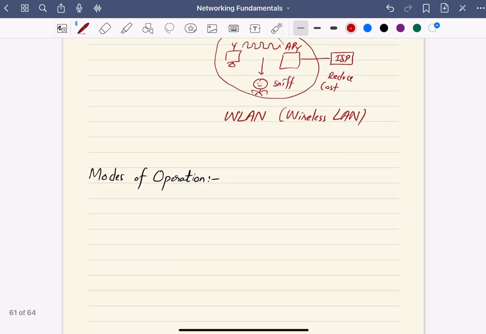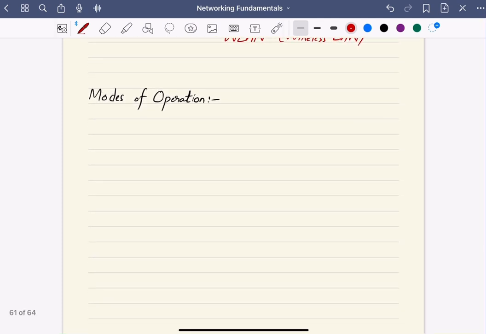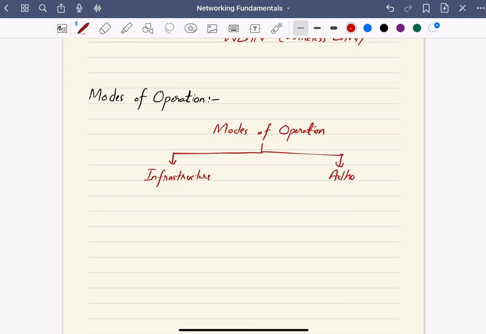So first of all, let's talk about some modes of operation. In Wi-Fi, there are two modes of operation, the way Wi-Fi actually works. One is infrastructure mode, and the second is ad hoc mode.